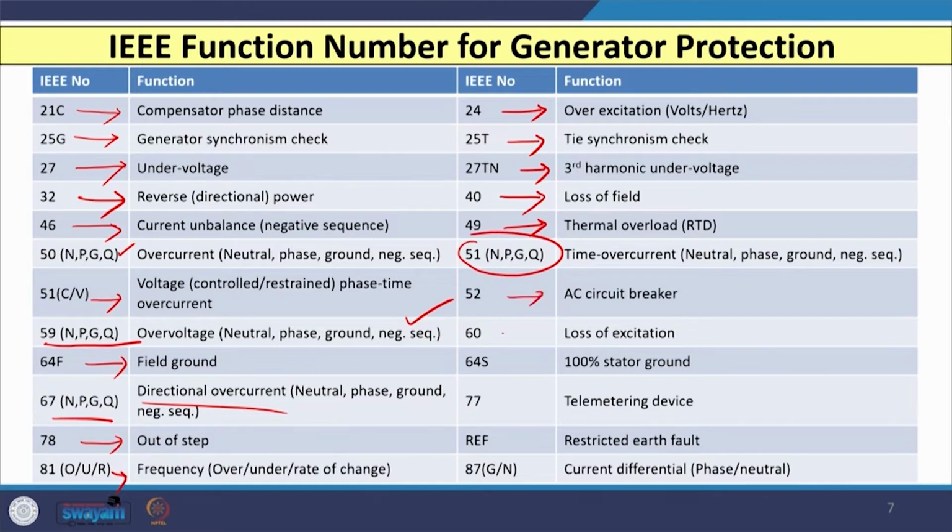52 number is for AC circuit breaker, 60 is for loss of excitation, 64 is for 100% stator ground fault, and 77 is for telemetering devices, and REF is for restricted earth fault protection, and 87 that is for the differential protection. This can be in the ground or it can be in the neutral. So, 87 that is meant for 87G and 87N both.